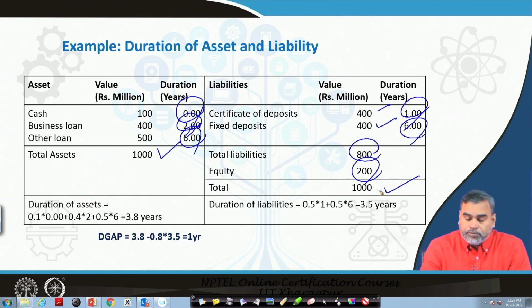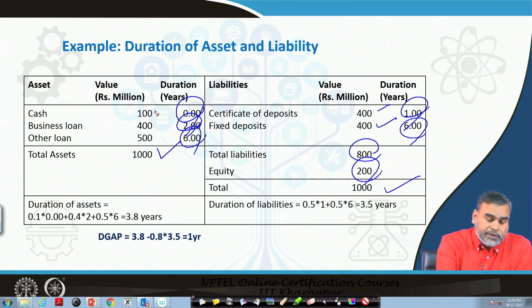So, that is why we have 1000 here, also 1000, because that should be matched. Then we already know that we have to find out the duration of all the assets and the duration of all the liabilities. The duration of the individual assets is given, and how should the weight be given? The weight should be given on the basis of the proportion of the value of that particular asset which is existing in that particular system.